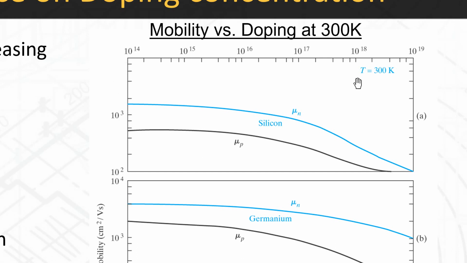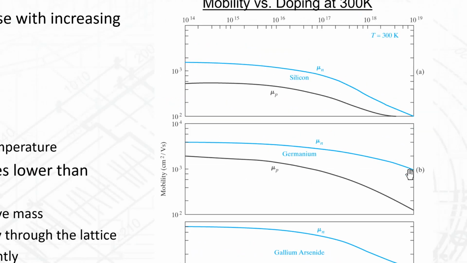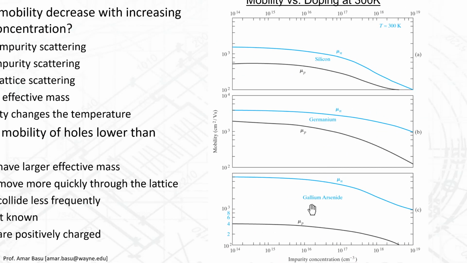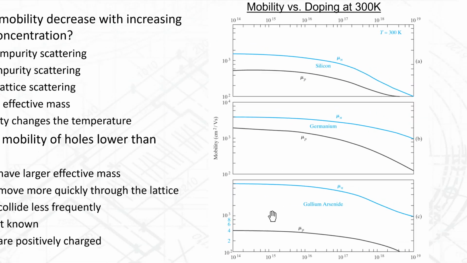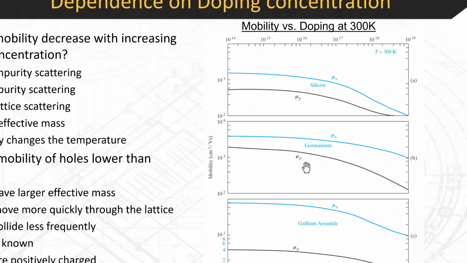So by the time you've increased doping to 10 to the 19th, your mobility has dropped by a factor of 10 due to impurity scattering. The same thing holds true in these other materials as well. All right.